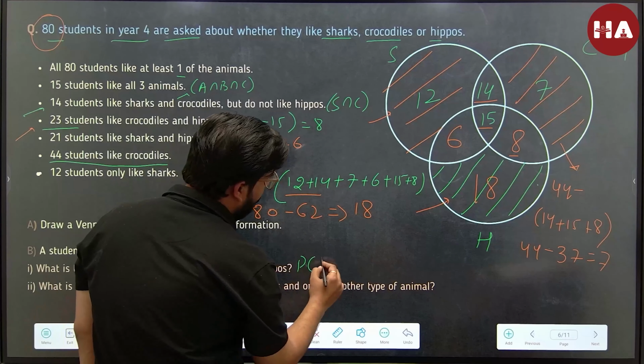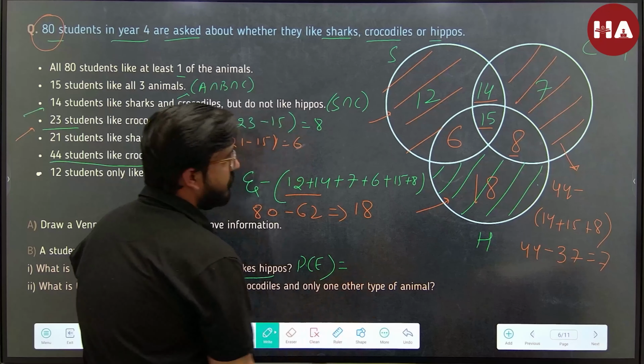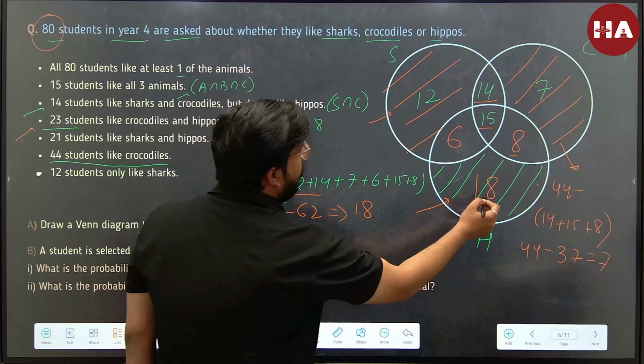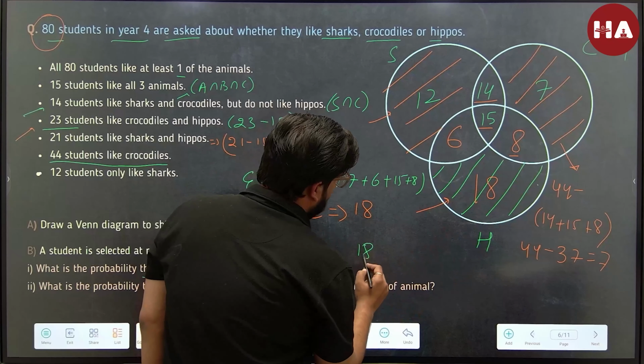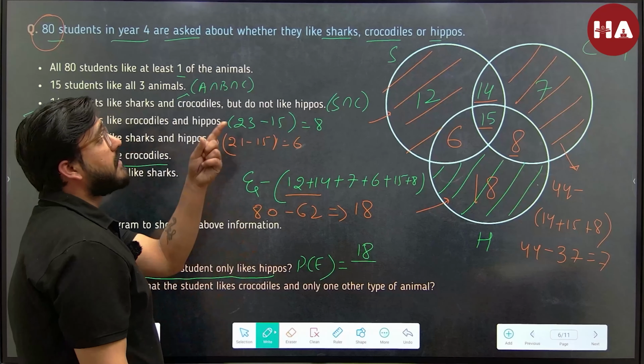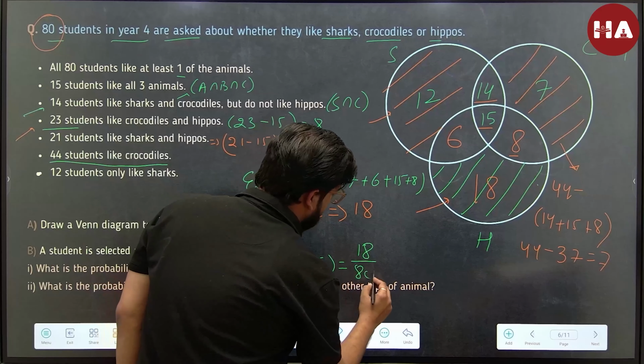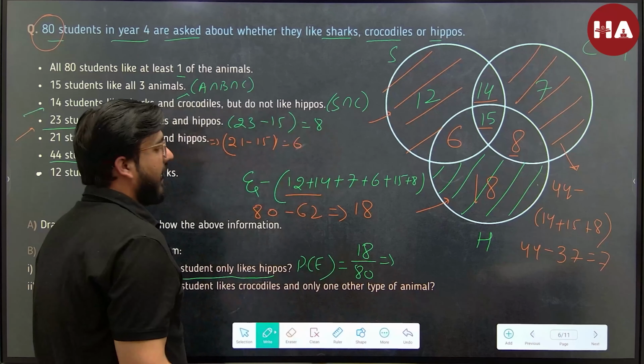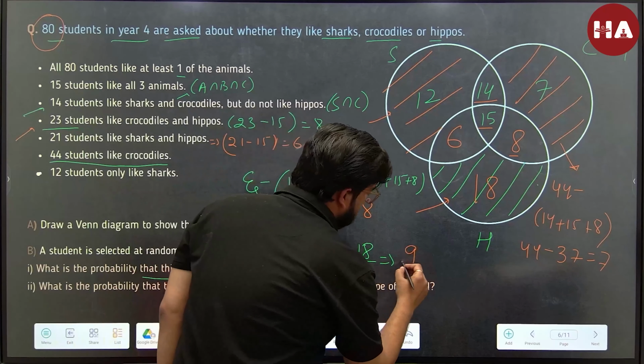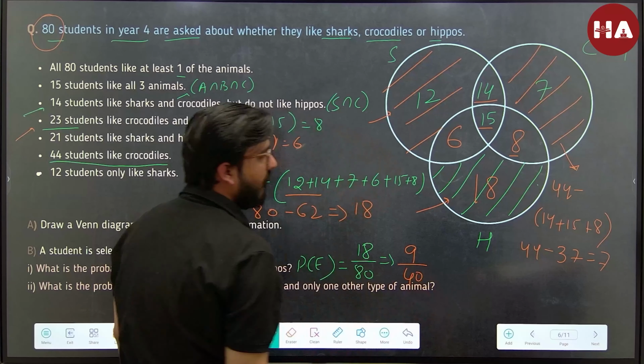So P of event, that is liking of hippos, will be favorable outcomes over total outcomes. Favorable outcome is 18, and the total number of outcomes, as we know, pertains to the universal set number, so this is 80. You can simplify it and write the answer as 9 over 40.